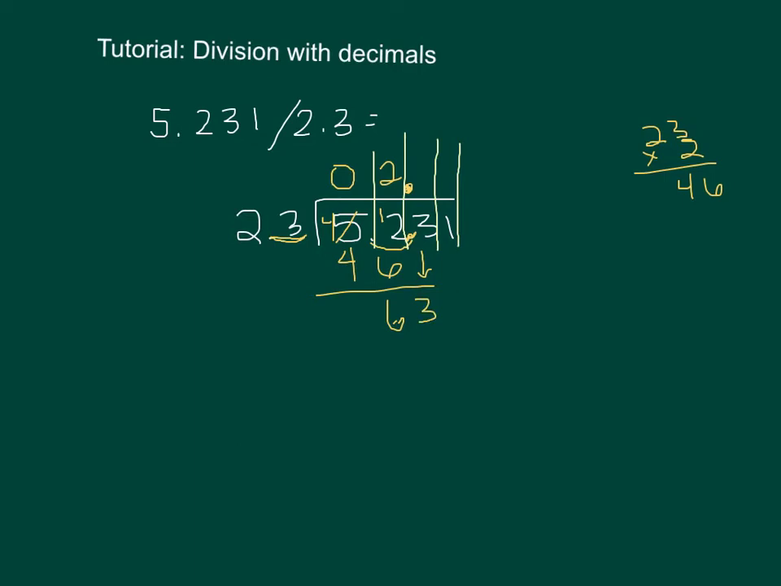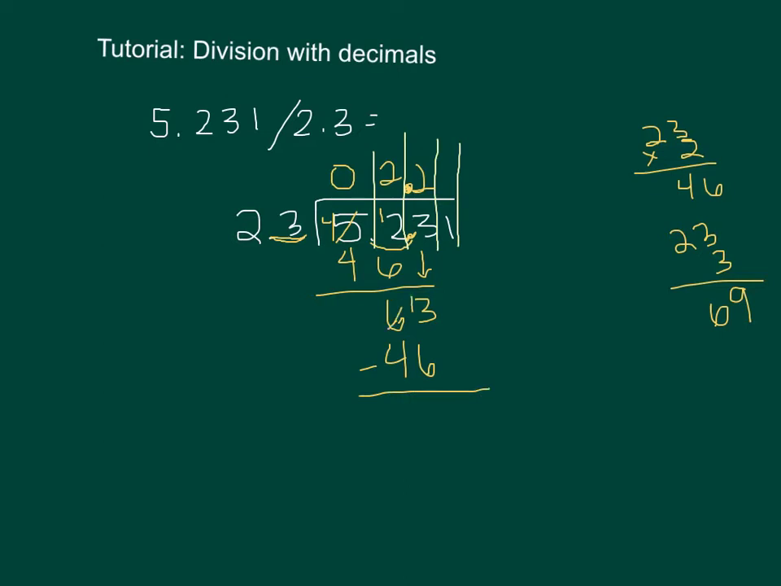23 into 63. 2 for sure. I'm looking over here. Possibly 3, but I don't think so. I think 3 is going to blow my eyebrows off. 3 times 3 is 9. 3 times 2 is 6. Yeah, that blew my eyebrows off. So it's a 2 again. And that gives me 46.